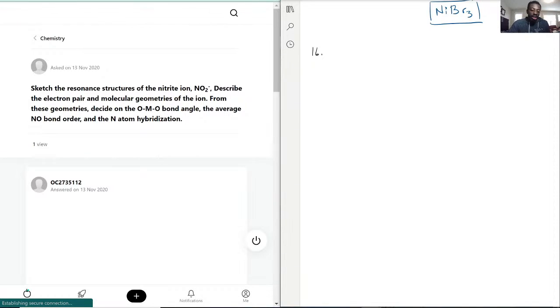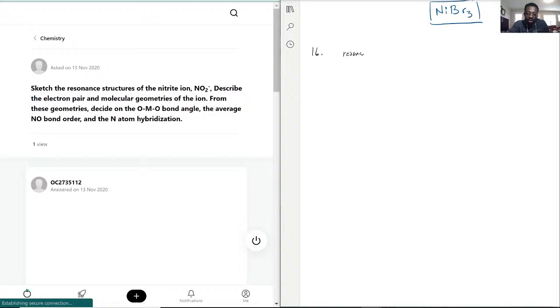Okay, so that's a lot of information here. So let's start with the nitrite ion. Okay, so it's NO2 minus. We have to really think about this one. Let's start with the easiest part of just drawing the Lewis dot diagram. So nitrogen, okay. In fact, I'm just gonna write down the whole question so we don't miss anything.